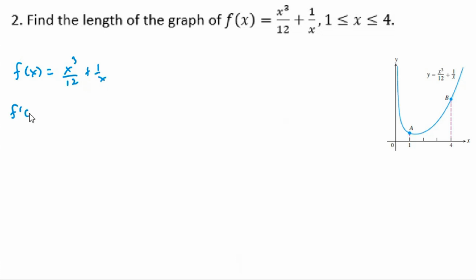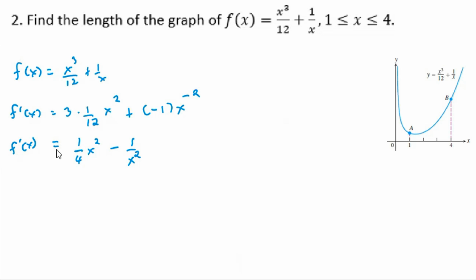So we take the derivative of that. So that will be now equal to, we have 3 times 1 over 12 of x squared plus the derivative of 1 over x, which is equal to negative 1 times x to the power of negative 2. Or this can be written as 3 times 1 over 12 equals 1/4 of x squared. And this will become minus 1 over x squared.